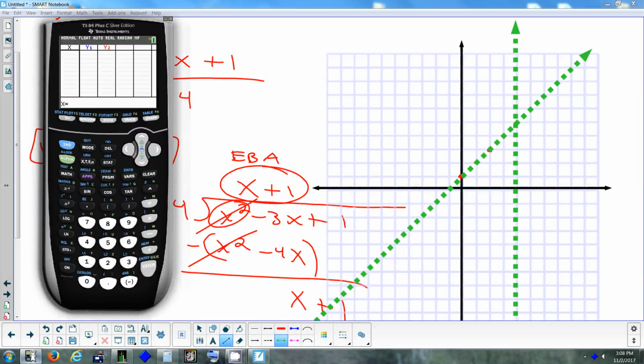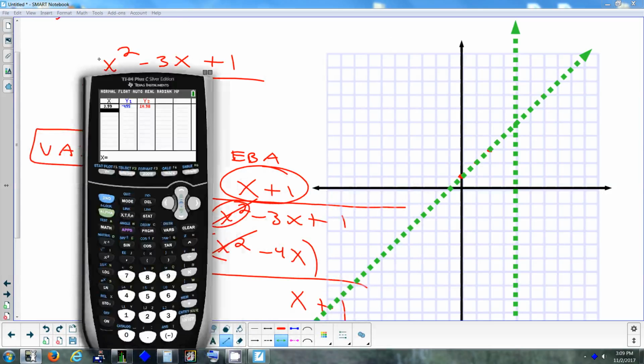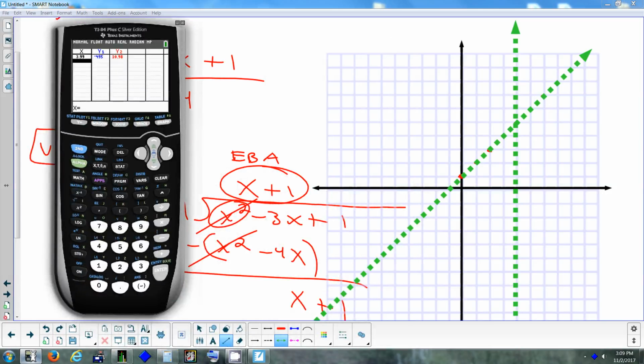Okay, so what I'm going to do is I'm going to try some values close to 4 first. What would be a value that's a little smaller than 4? 3. 3 point what? 9. Even closer. 3.9. Yeah, let's go really close. 3.99. What did you divide it by? X minus 4. Okay. So, when you plug in, just look at the blue column, ignore the red column. When you plug in 3.99, you get a very negative number.